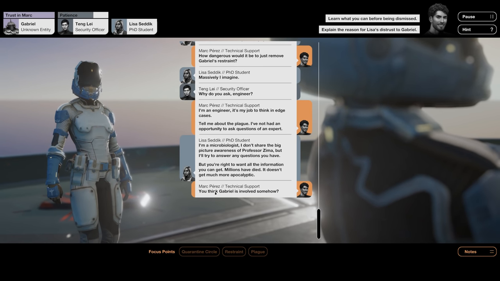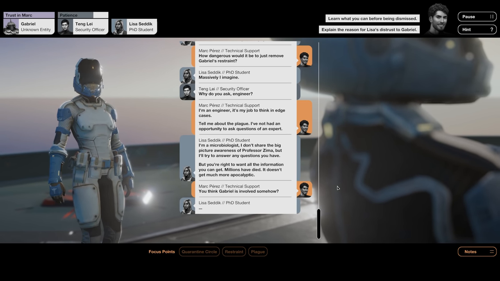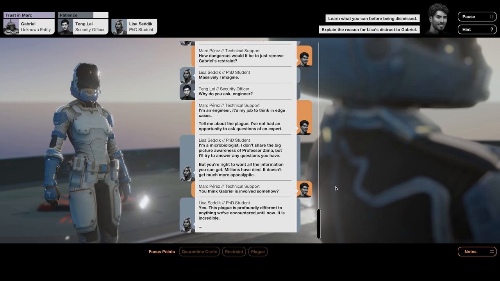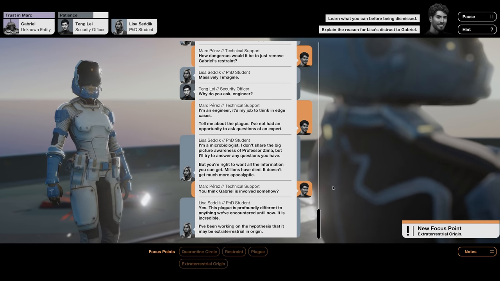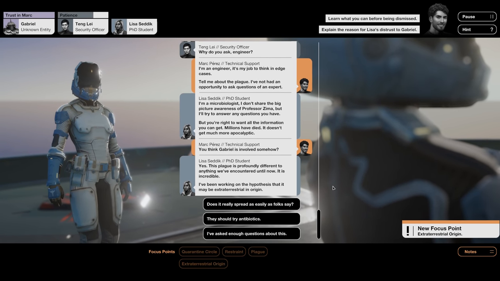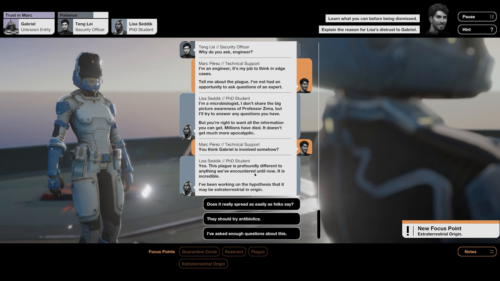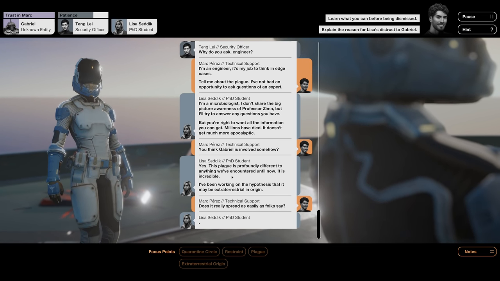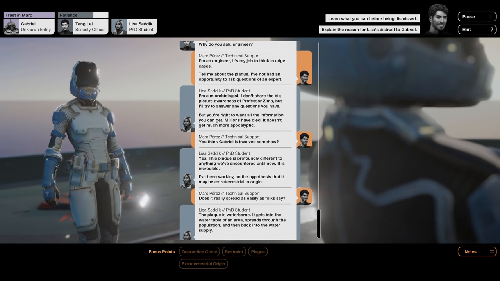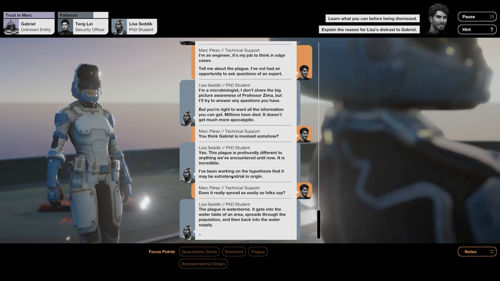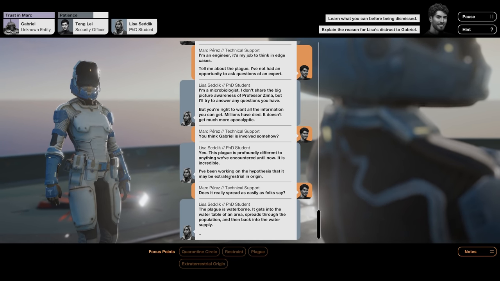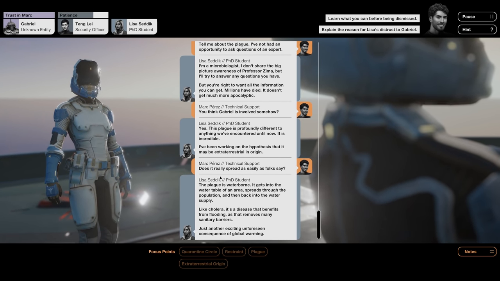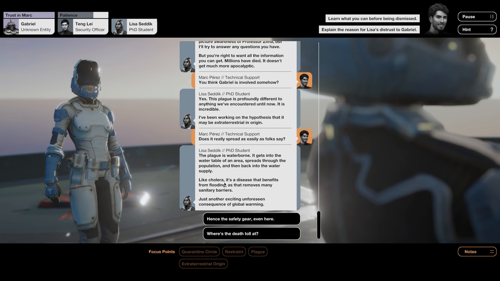You think Gabriel's involved somehow? Yes. This plague is profoundly different to anything we've encountered until now. It's incredible. I've been working on the hypothesis that it may be extraterrestrial in origin. Does it really spread as easily as folks say? The plague is waterborne. It gets into the water table of an area, spreads through the population, and then back into the water supply. Like cholera, it's a disease that benefits from flooding, as that removes many sanitary barriers. Just another exciting, unforeseen consequence of global warming.